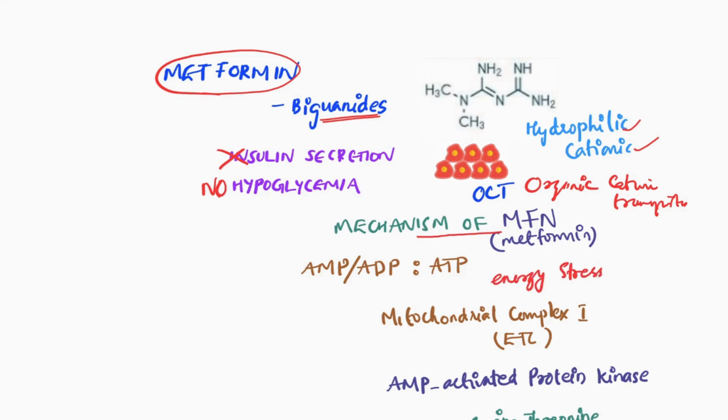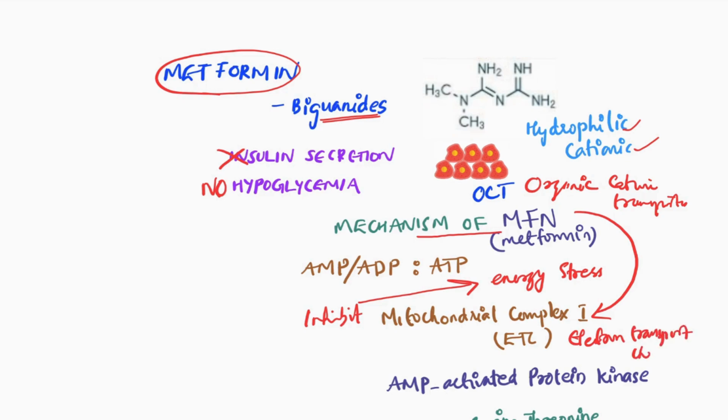Metformin acts by inducing a mild energy stress inside the cell. It mainly does this by inhibiting mitochondrial complex 1 of the ETC inside the mitochondria. What metformin does is it causes a mild energy distress by imbalancing the AMP or ADP to ATP ratio, by inhibiting the enzyme mitochondrial complex 1 of the electron transport chain inside the mitochondria.